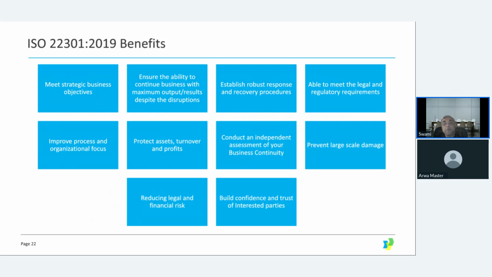It is also going to protect the assets, the turnover, and the profits of the organization. Because of disruption, if you are not able to recover your system on time, then you are going to have a loss in your revenue and profits. The business continuity management system serves you in order to improve those aspects, and also to conduct an independent assessment of your business continuity. All organizations can get themselves certified and assessed on the business continuity management system.